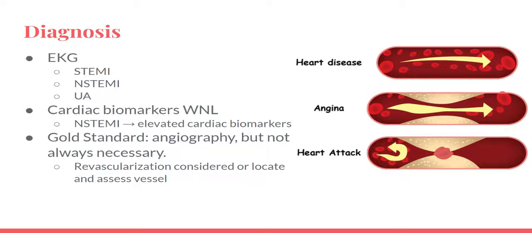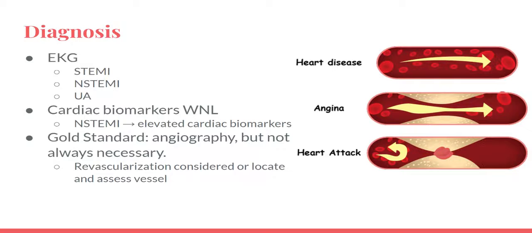For the diagnosis of unstable angina, like I mentioned on the last slide, you're going to want to order an EKG. If the patient is having an ST elevated myocardial infarction, then the ST segment will be elevated. In an NSTEMI, the patient could have inverted T waves or other signs of ischemia. And then with unstable angina specifically, the EKG might show old evidence of ischemia, so like inverted T waves, or it might be normal between attacks of chest pain.